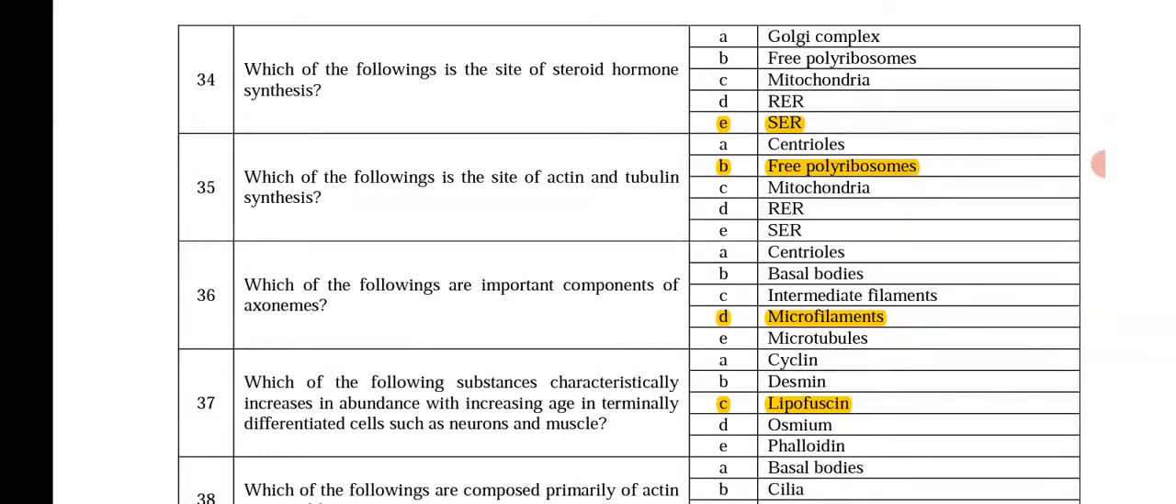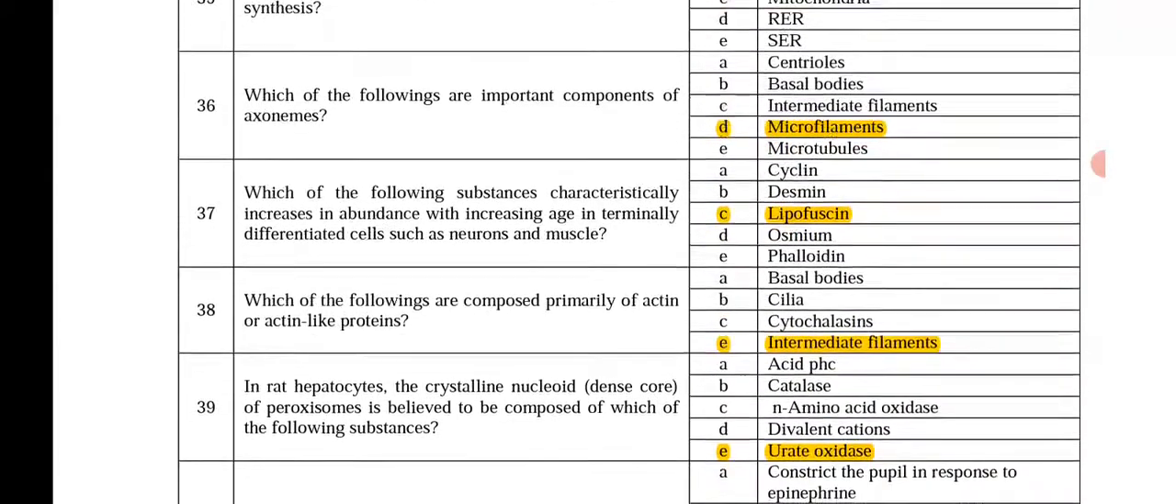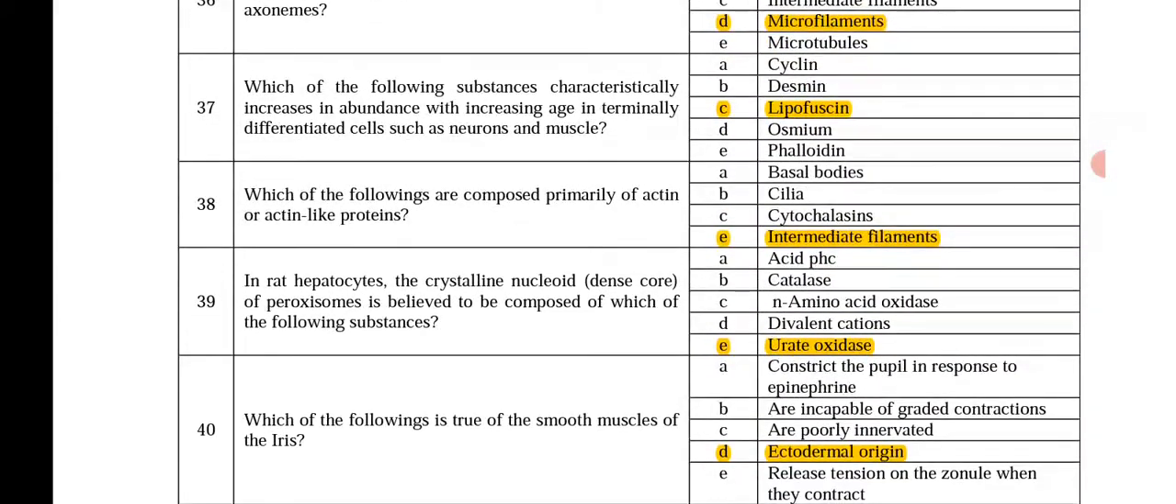Free polyribosomes. Which of the following are important components of axonemes? Microfilaments. Which of the following substances characteristically increases in abundance with increasing age in terminally differentiated cells, such as neurons and muscle? Lipofuscin. Which of the following are composed primarily of actin or actin-like proteins? Intermediate filaments. In rats, hepatocytes.